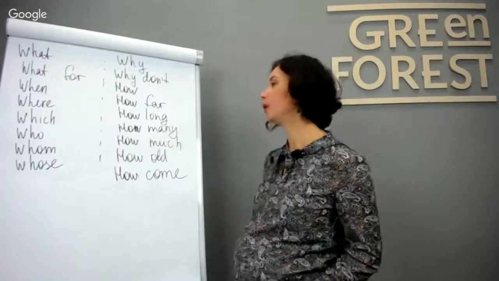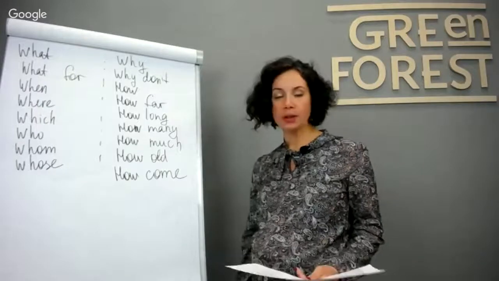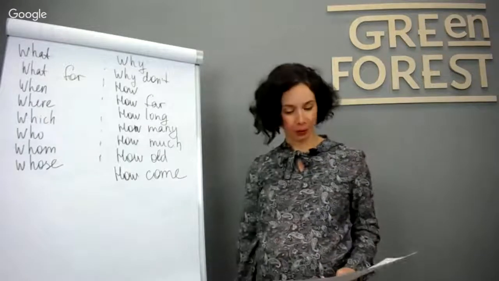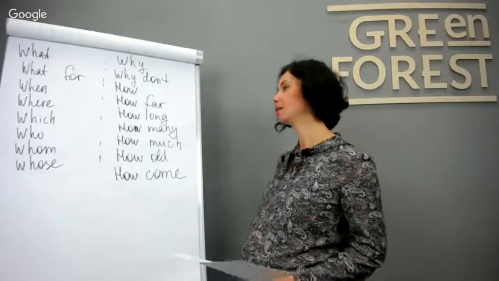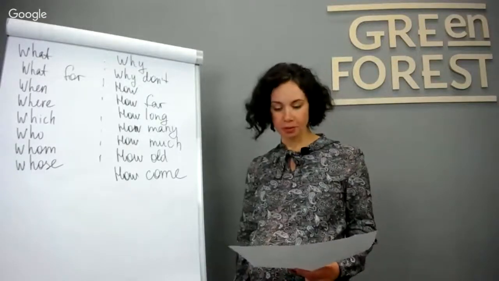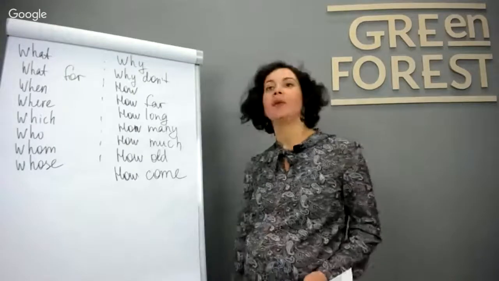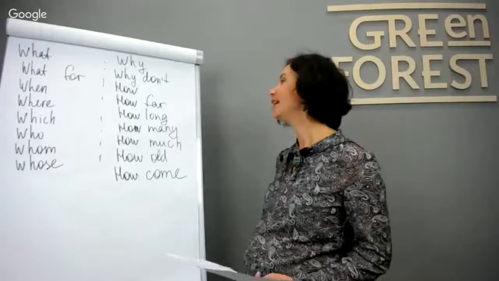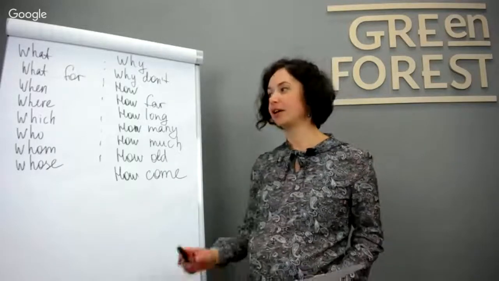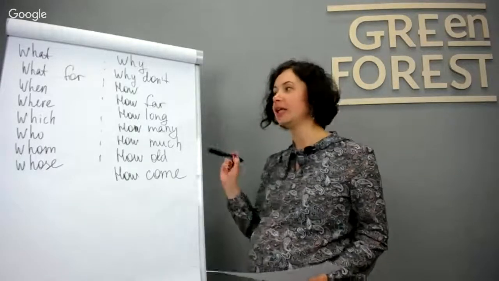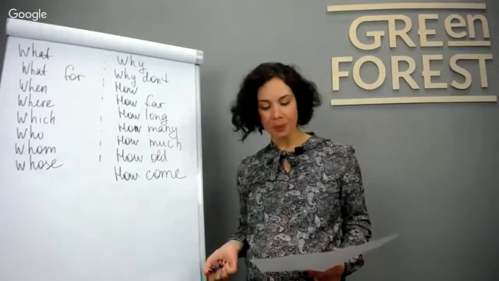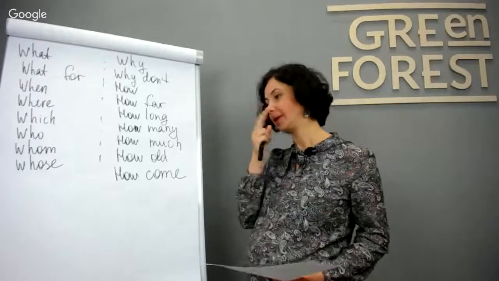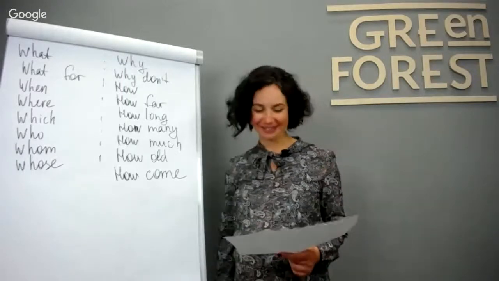When we ask about time. When did you leave? When do you wake up? When do you go to work? Where, when we ask about place or position. For example, where do you live? Where are you standing? Where are you now? Which, as I said, we use it for asking specific information, especially when we give the choice. For example, which color of sweater do you want, gray or black?